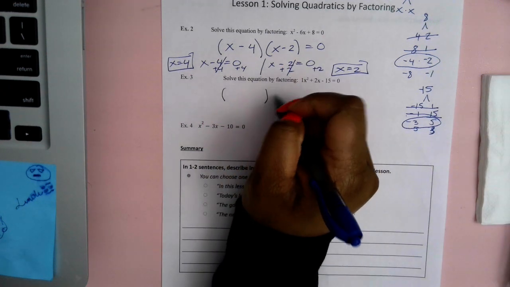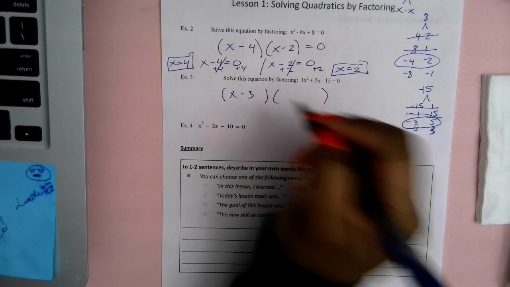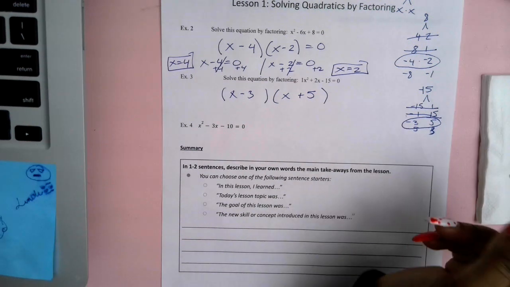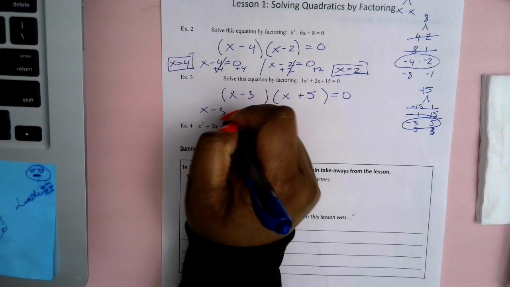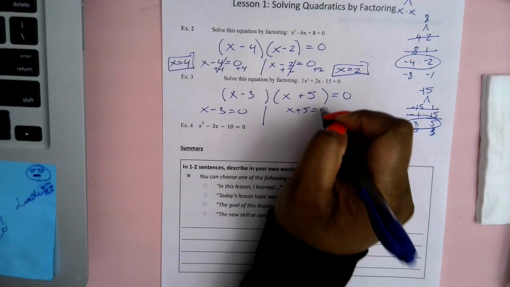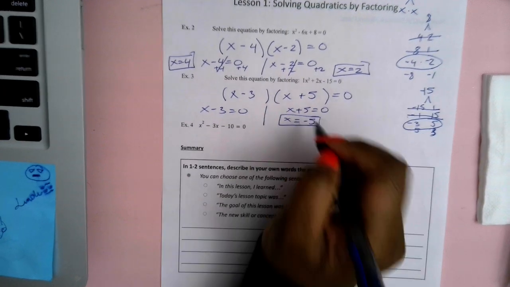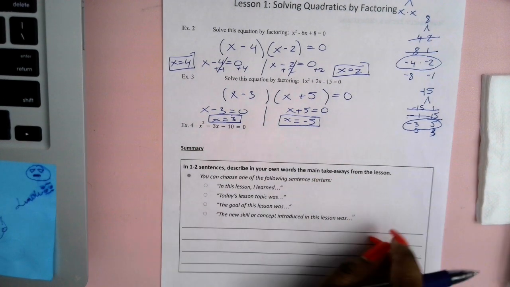So our factors are x minus 3 and x plus 5 equals 0. We're going to set them both equal to 0 so we can solve. x is negative 5 and x is positive 3.